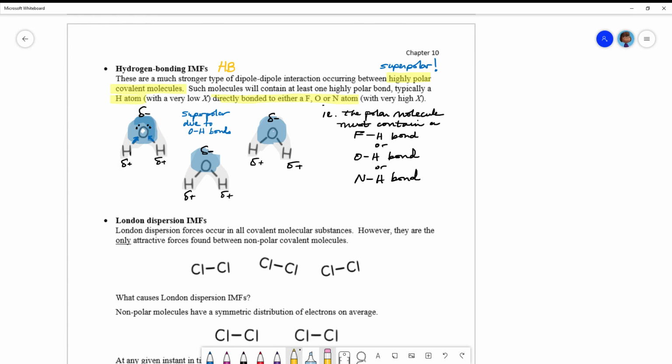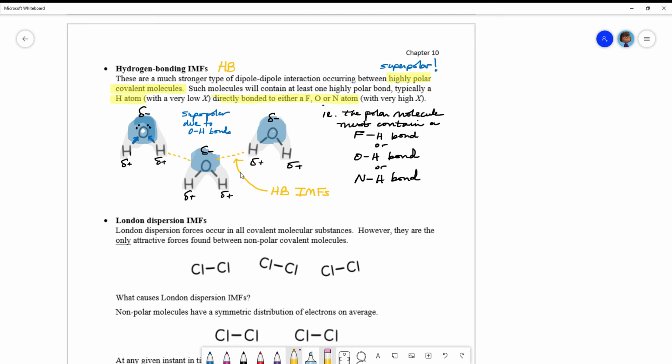So yes, this negative end here is going to be attracted to the positive hydrogen end on the adjacent molecule, and same thing is going on right here. Negative end, the oxygen end on one molecule attracted to the hydrogen end on an adjacent molecule. And over here, well, these intermolecular forces are hydrogen bonding intermolecular forces. Okay, not so bad so far.